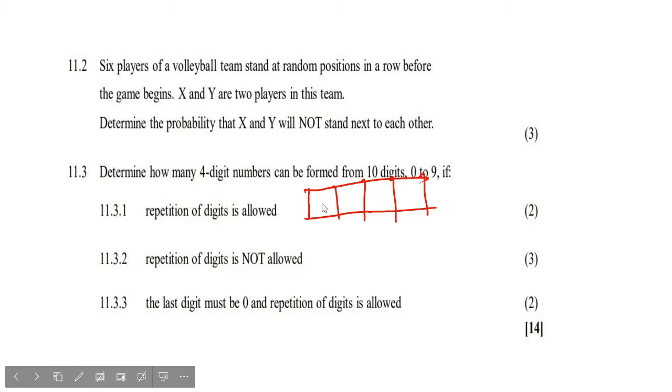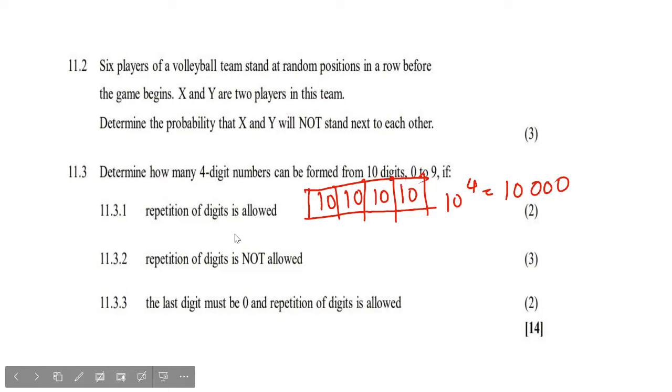So repetition is allowed. So the number of different ways we can fill in the first position is 10, because we can put any number from those 10 digits. And then in the second position, because repetition is allowed, my sample space is still 10, right? So I can still choose from the 10 digits that are available. And then in the third position also 10, in the fourth position also 10. So we have 10 to the exponent of 4. That means we can have how many numbers? 10,000, right? So this is the maximum number that can be formed if repetition is allowed.